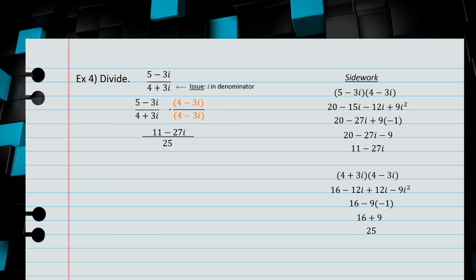Now it is a great answer, but it's not in the correct form. It has to be in the form of a plus bi. I have to be able to clearly see here's my real value, here's my imaginary. So we will need to separate this. The real, which was 11, is now over 25. The imaginary is the 27 over 25. And then we have the i, the variable, off to the side. So your final answer is 11 over 25 minus 27 over 25i. Now neither of these fractions can reduce, so that is your final answer.